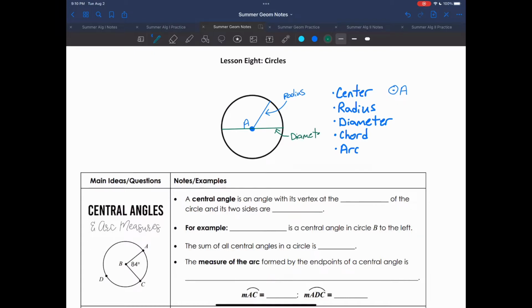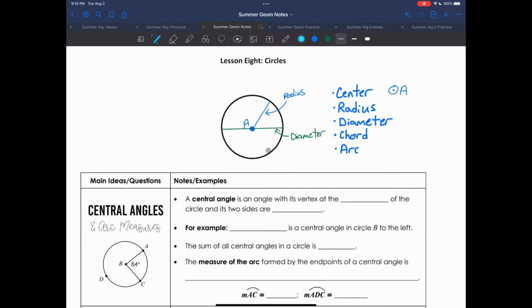Diameter. Okay, it looks like it's pointing to the radius, but we're talking about the entire green line I have. All right, let's talk about our next word, which is a chord. Now, a chord is just a line segment. This is probably a new one for most of y'all.